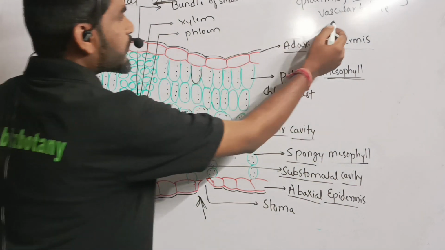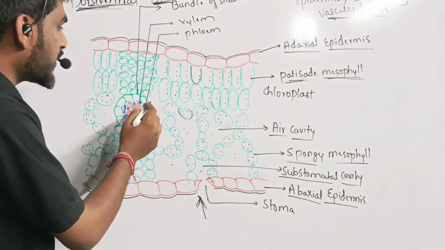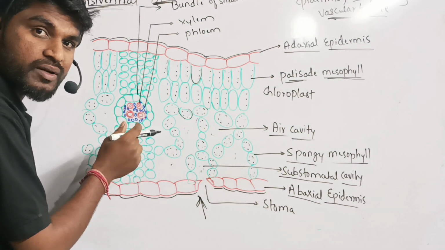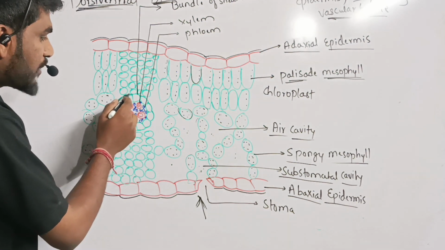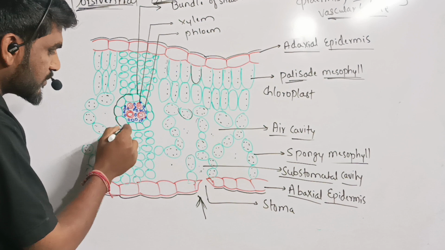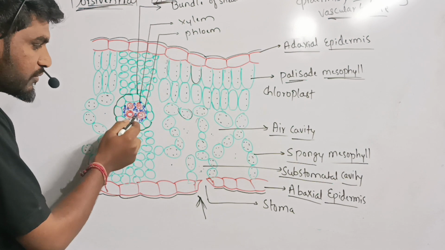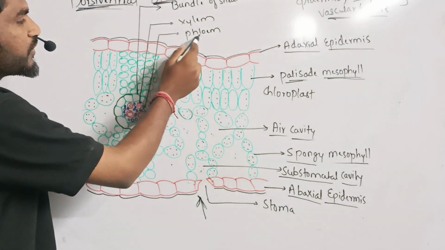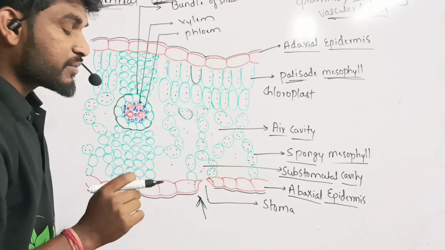Next are the vascular bundles. Vascular bundles are usually present in the vein and midrib regions. In a leaf, you can see the vascular bundles in the veins and midrib regions. They consist of bundle sheath cells, which cover the xylem and phloem tissues. Inside this bundle sheath we have xylem, this red colored xylem tissue, and this blue colored phloem tissue, present in the vein and midrib region of the leaf.